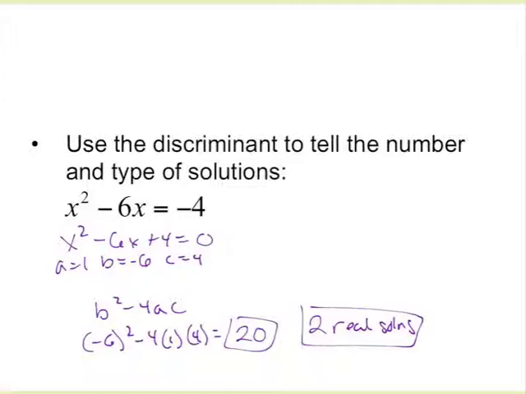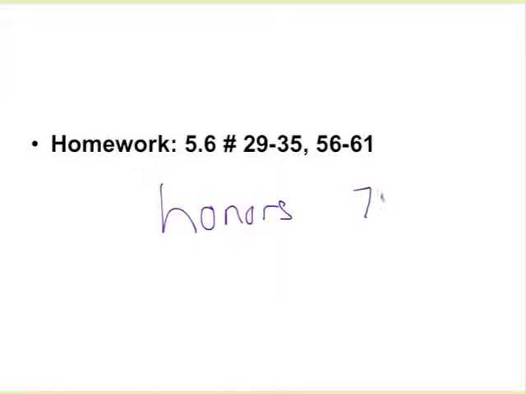Your homework is as printed here, plus for honors 75 and 78.